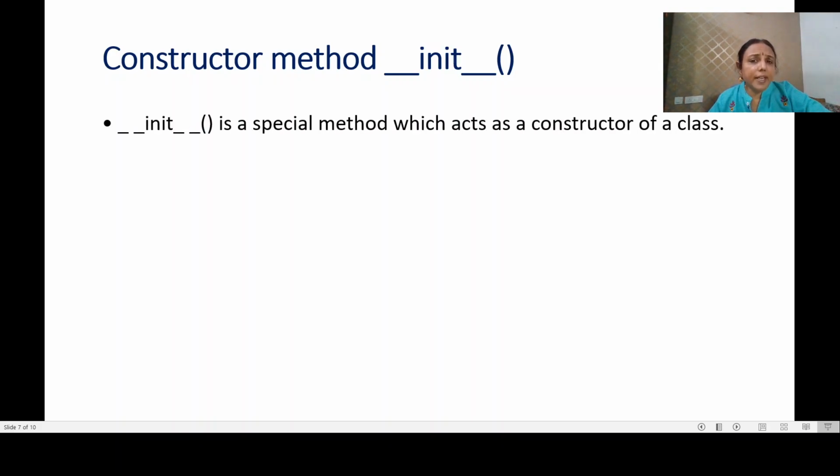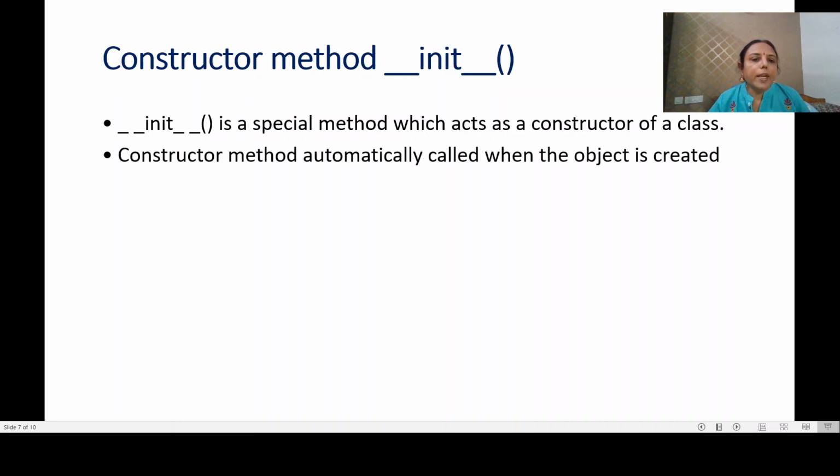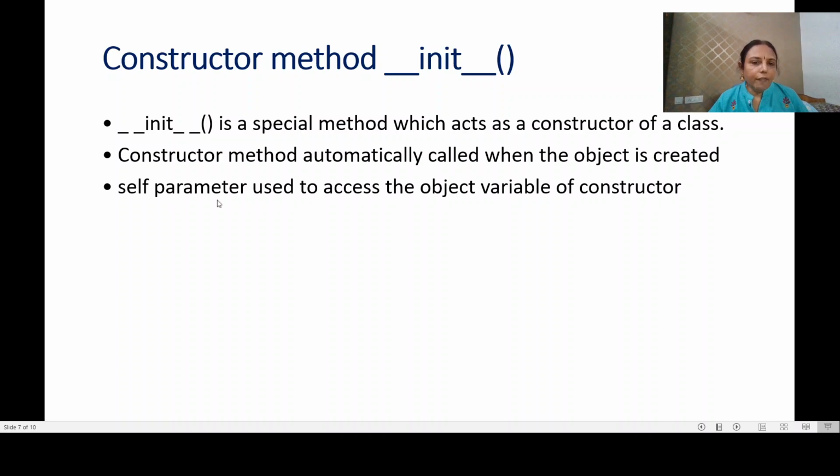So what is this init method? The init method is represented as __init__, and you have to write it with parentheses. See, any method or function will be represented using the open parenthesis and the close parenthesis, and it is a special method which acts as the constructor of a class. Now what it means is the constructor method will be automatically called when the object is created, and the self parameter is used to access the object variable of the constructor.